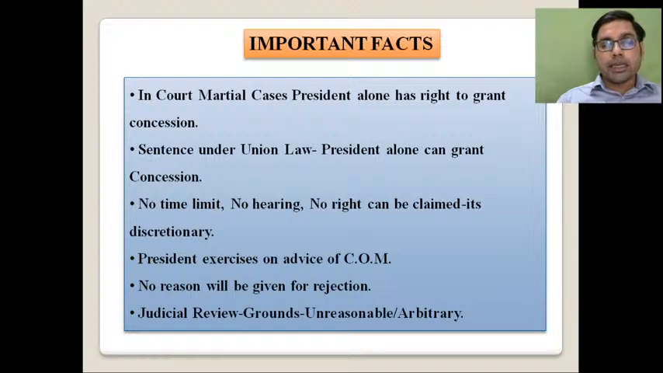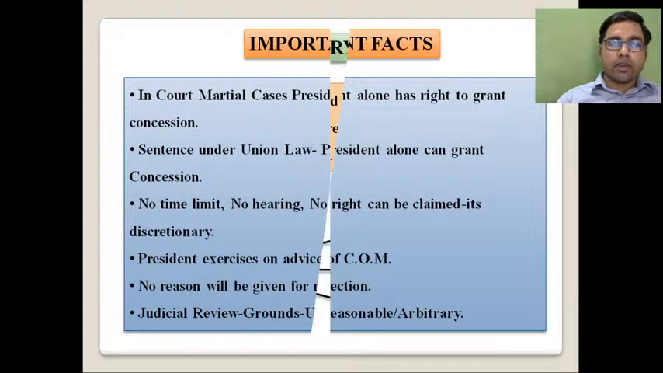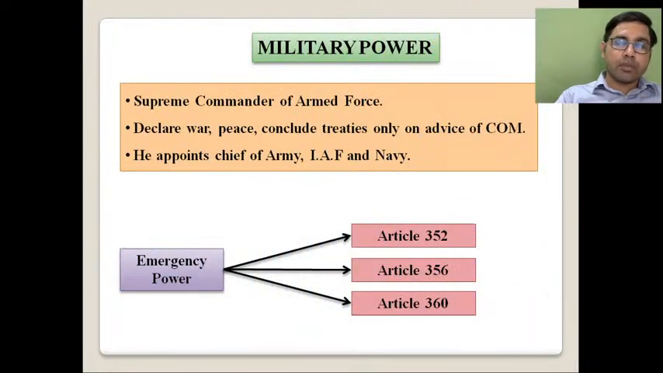If the president decides to reject your petition, no explanation and no reason will be given, but the judiciary can review this power on the ground that some unreasonable arbitrariness was there when the president disposed of the mercy petition of that accused or convict. Judiciary can review.